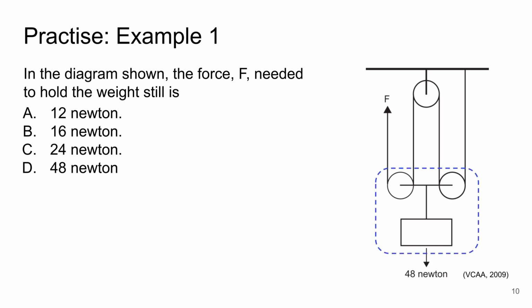So the first thing we need to do is draw a box around the movable pulleys and the load so that we can consider them as one system. And once we've done that, it becomes quite apparent that there are 4 cables supporting this system, and therefore each of these cables shares 1/4 of the load. Now that we know that, the force is 1/4 of the load, which is 48 newtons. Therefore F is 12 newtons, and the answer is A.